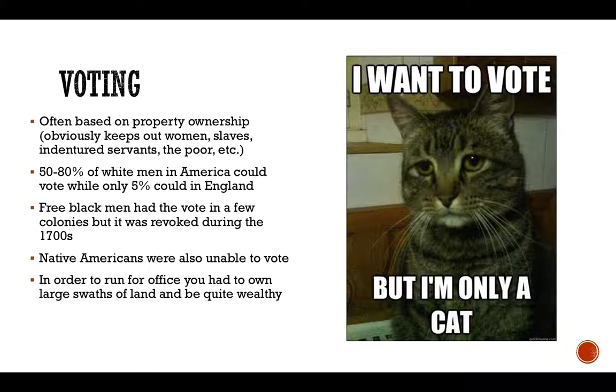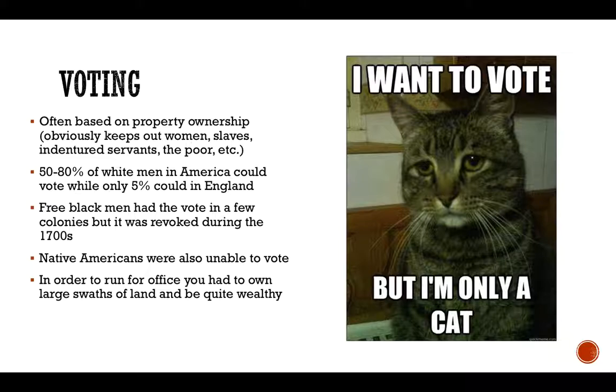So voting at this point, pre-American Revolution, was often based on property ownership. This, without sounding too obvious, keeps out women, enslaved people, indentured servants, and the poor. Women were not allowed to own property by themselves. Enslaved people, obviously, were not allowed to own property by themselves either. Indentured servants, if they were still under their contract, would not be able to vote or own property. And those who had financial difficulty and could not own property were also left out of the voting process.